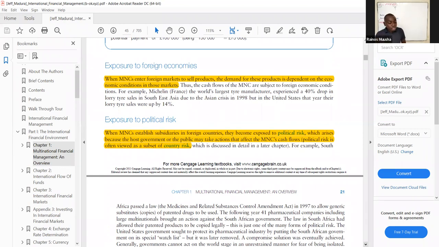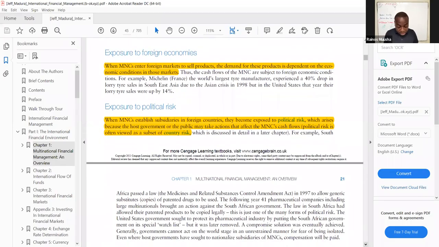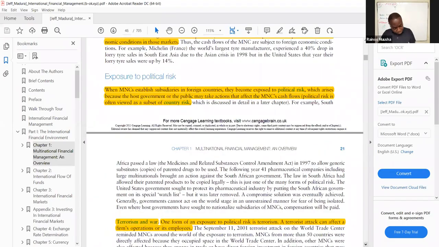Another source of political risk is political instability as well. Look at what has happened in Ukraine. If your company had invested in Ukraine and the next thing there's a war, it also means you might end up losing out on your investments, mainly because of the war that is happening in Ukraine as well. So that's another issue that can contribute towards political risk.